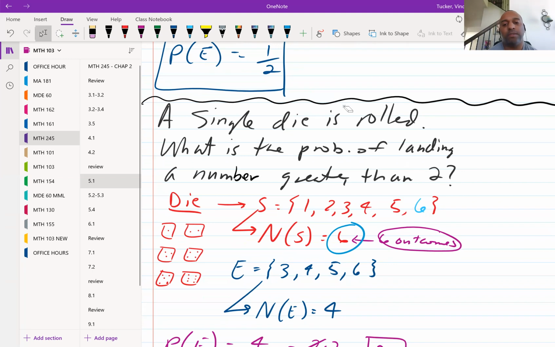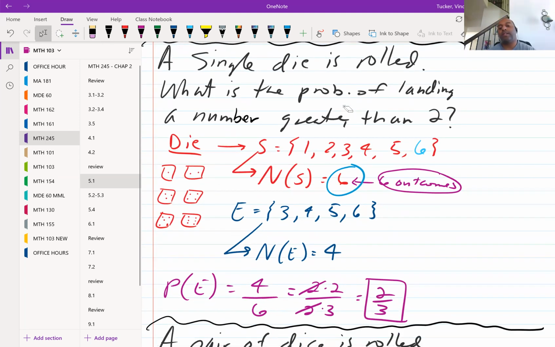So, questions before we finish the problem? All right, now we place the 4 over the 6 and then simplify as much as possible. 4 is 2 times 2, 6 is 2 times 3. Those 2's cancel, and our probability is 2 over 3.